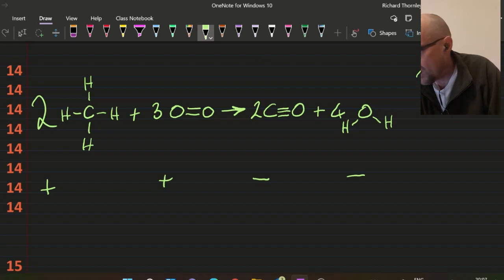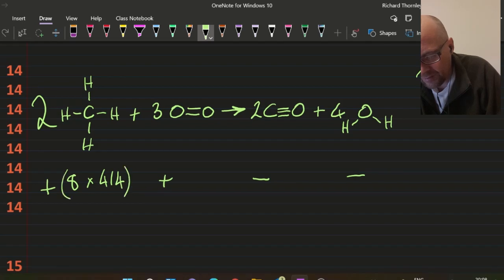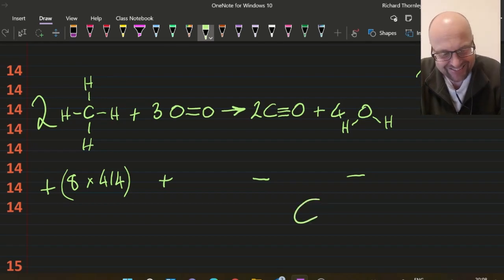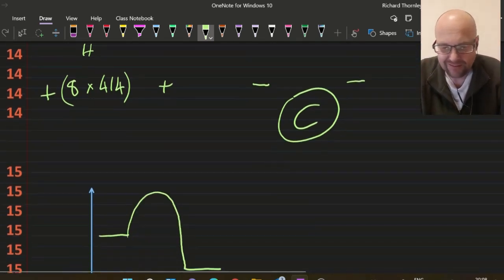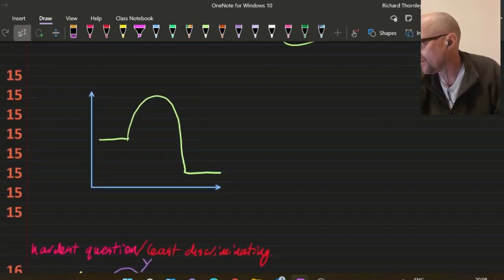So I've got 4 carbon hydrogen bonds, so that's 8 actually, so 8 times 414. Is that enough? Is it just C? That's it, C. That's the only one with 8 times 414 that's positive. Lovely.